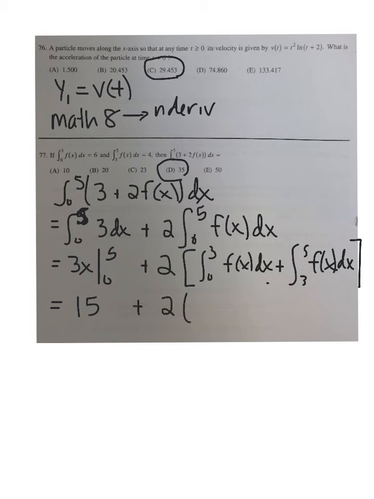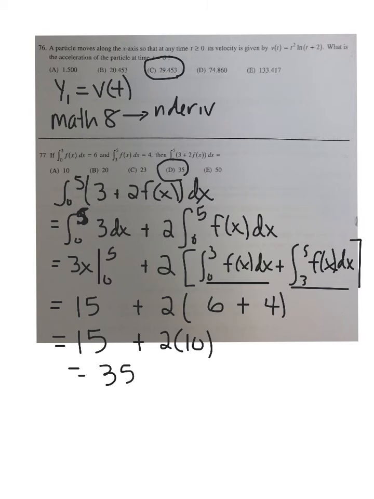Okay, now if we look at this, go up to the top of the problem, and you'll see that that is 6 plus, and then we look at this, and if you go to the top, you'll see that that is 4. And the rest is really pretty easy. So we've got 15 plus 2 times 10, so that will give us 35, which was choice D.